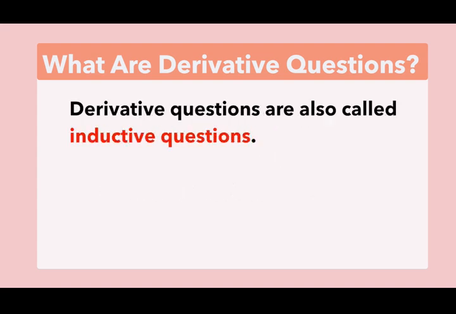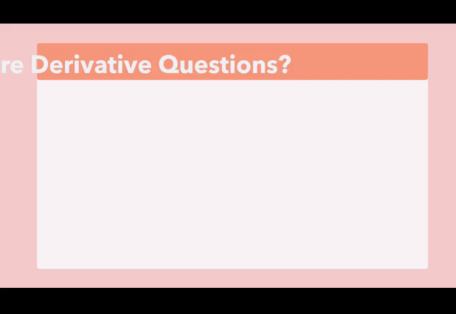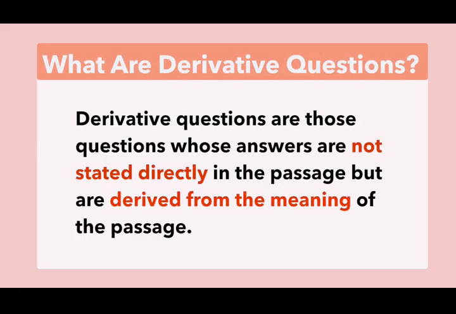Derivative questions are also called inductive questions. These types of questions require responses that can be verified from the passage. Just as the name suggests, it is required that information be taken from or deduced from the information in the given text. Derivative questions are those questions whose answers are not stated directly in the passage but are derived from the meaning of the passage.